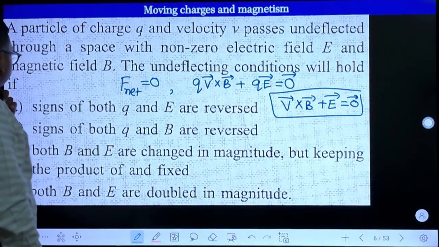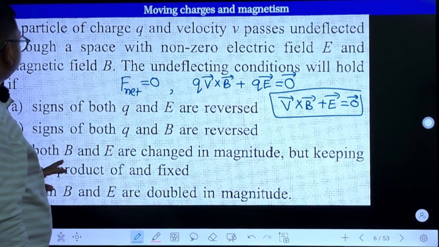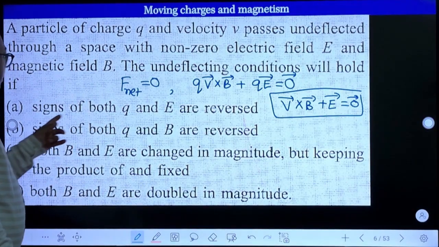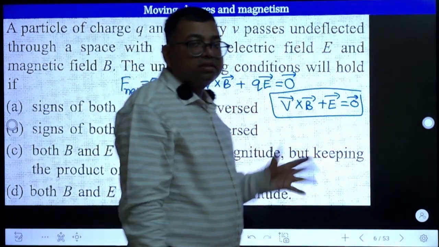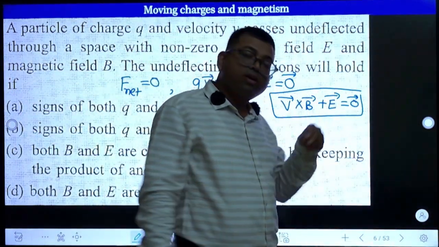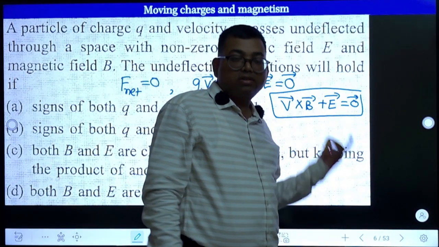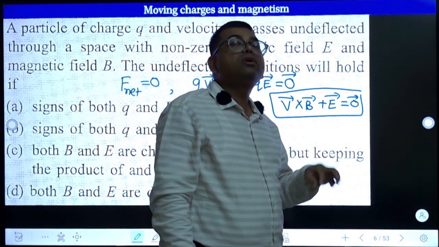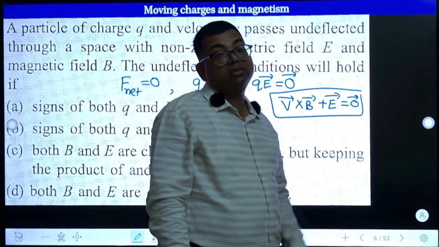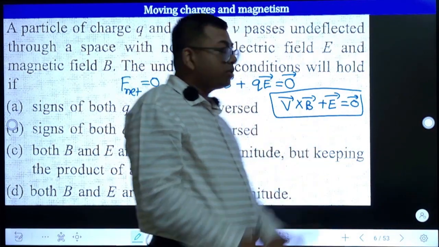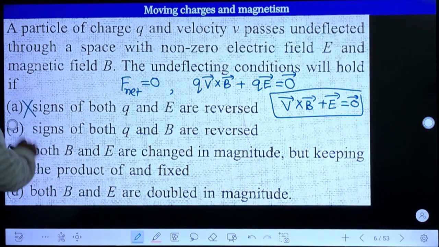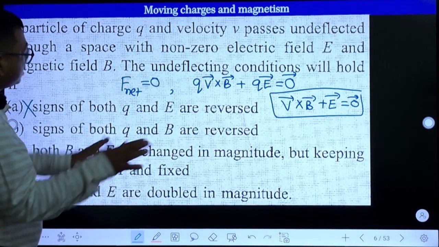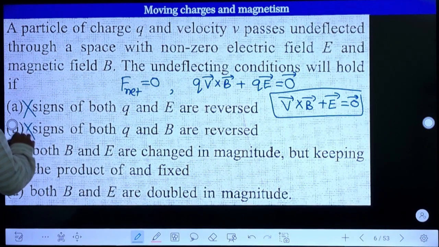Now let us check. They are asking for which the undeflection condition will be true. Signs of both charge and E are reversed. See here, the charge is not at all coming into this equation, so we don't have to bother about the charge. Leave this first option. Signs of q, again charge is not important, leave that.